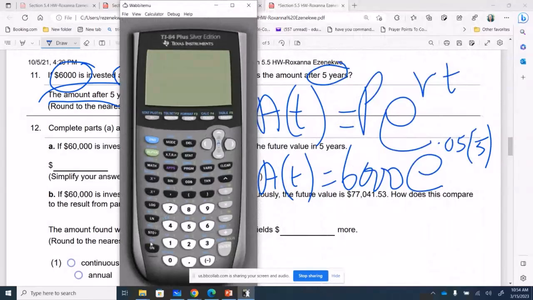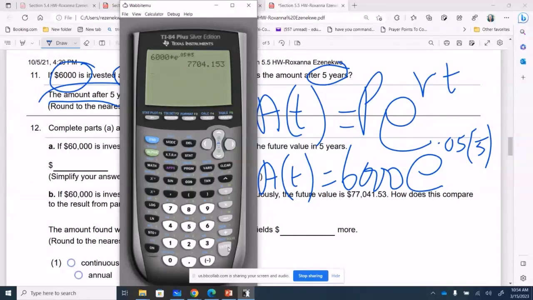And then when I turn my calculator on here, I'm going to clear. And so it's 6,000 multiplied by, and then I'll find E. Remember that E is under natural log. E to the power 0.05 multiplied by 5.